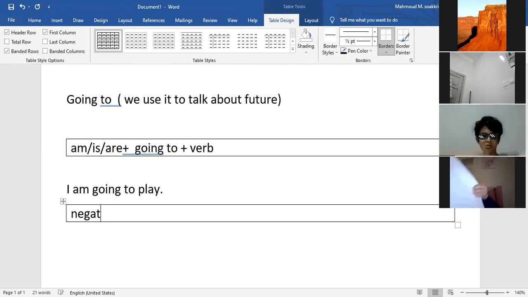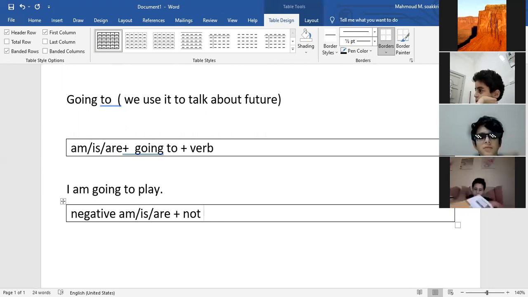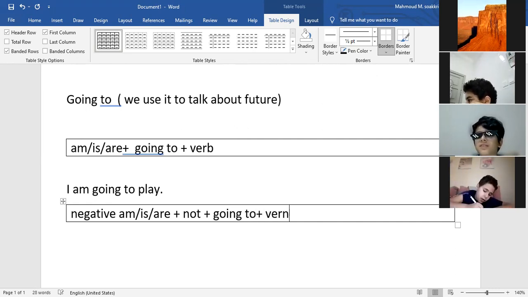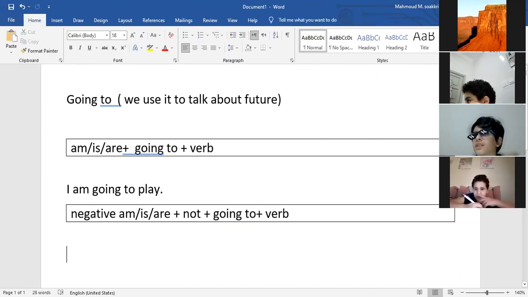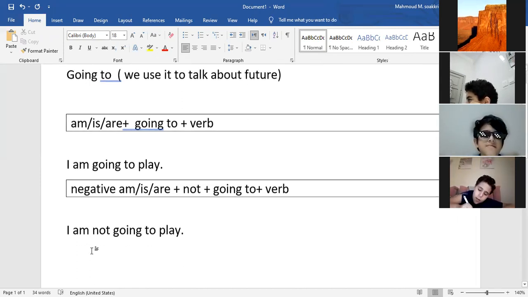To make negative, we use am or is or are plus not. And then we put going to. And then we put the verb. Let's make this sentence negative. Here is I, and then am, and then not. After that, going to. After that, the verb without any endings, without s, without ing, without ed.